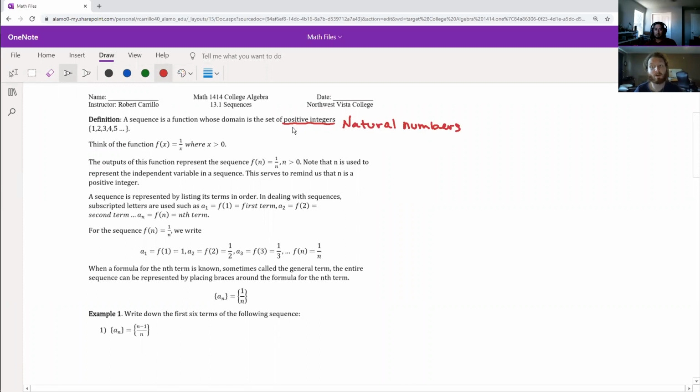So in other words, we put in a positive integer, get something else out. Think of the function f of x equal to 1 over x, where x is strictly greater than 0. The outputs of this function represent the sequence f of n, which is equal to 1 over n, for all n strictly greater than 0. Note that n is used to represent the independent variable in a sequence. This serves to remind us that n is a positive integer, and that's what this is telling you right here, right? This is math speak for positive numbers. Strictly positive does not include 0.